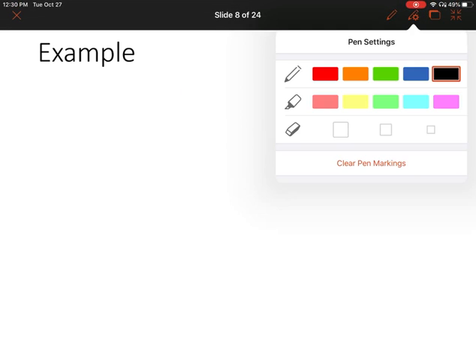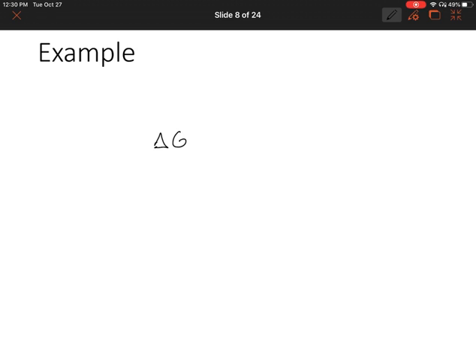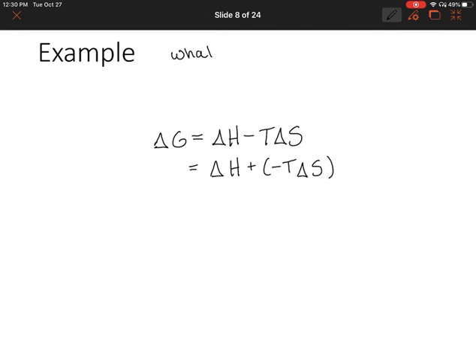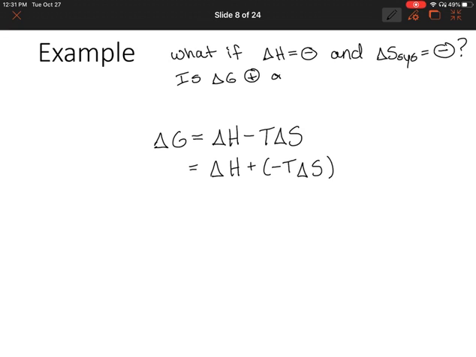All right, so let's talk about the Gibbs free energy equation again, excuse me. And I'm just going to write this out as an addition as well. Now, what if our enthalpy is negative and our entropy of the system is negative? Is delta G positive or negative? So is the reaction spontaneous?